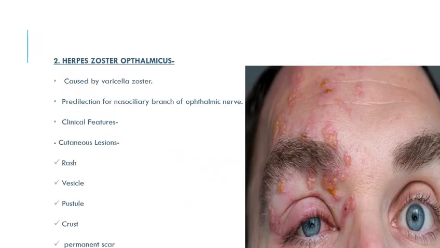Now, herpes zoster ophthalmicus, caused by varicella zoster, has a predilection for the nasociliary branch of the ophthalmic nerve. Basically, what happens is that a person who has already been infected with chickenpox has dormant varicella zoster virus in the trigeminal ganglia. When it reactivates, it affects the major nasociliary branch of the ophthalmic nerve and causes symptoms such as rash, vesicles, pustule, crust, and permanent scar. There is also Hutchinson sign noted in herpes zoster ophthalmicus, which involves crusting over the nose and indicates predilection of the nasociliary branch of the ophthalmic nerve.